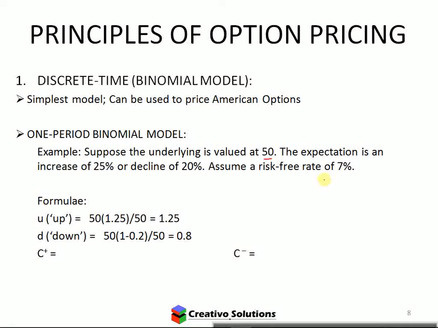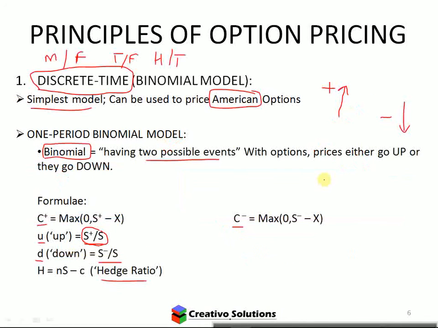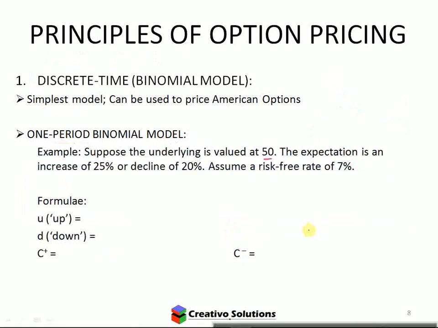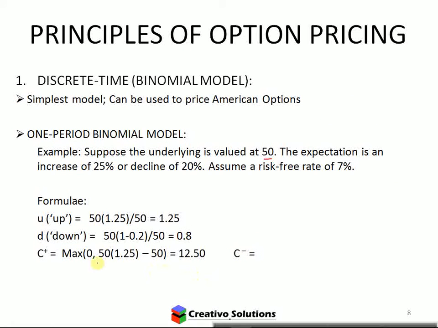Okay, so now I need the C plus. The C plus is an equation over here, and there's the C minus. If I look at the C plus, I'm looking at the maximum of 0 and 50 minus that. Because remember, this is spot minus strike. So what do you want? You want the price to rise. If the price rises, what's the maximum that you could get? So that's the maximum value for the call. That's the C plus.